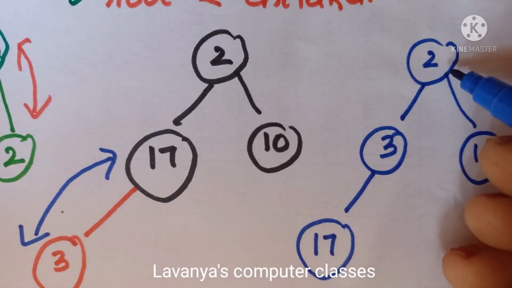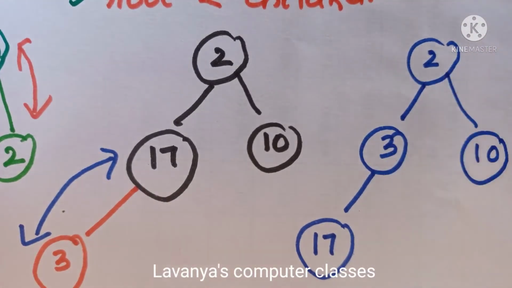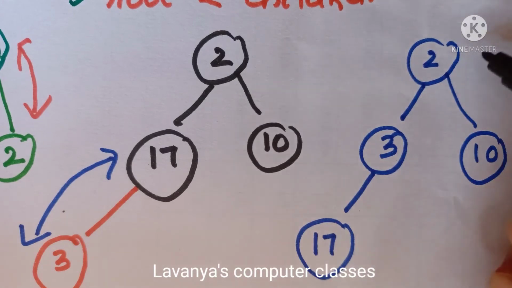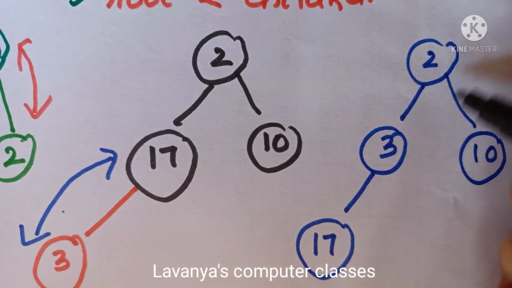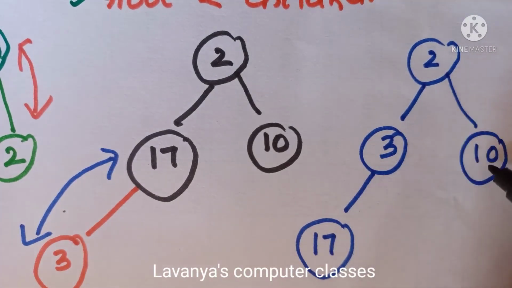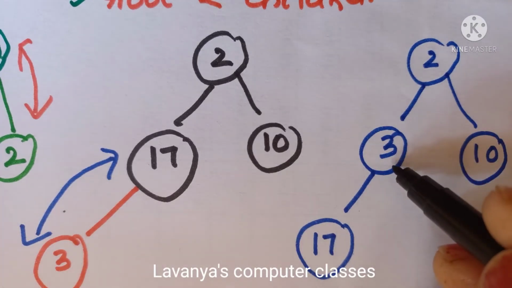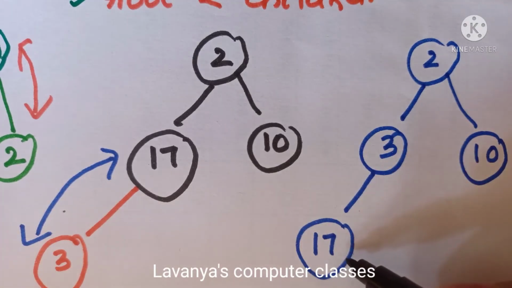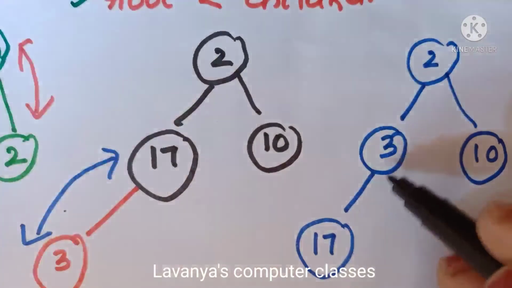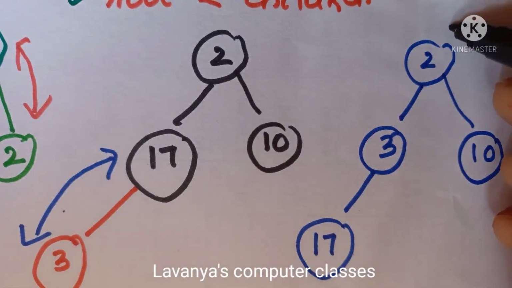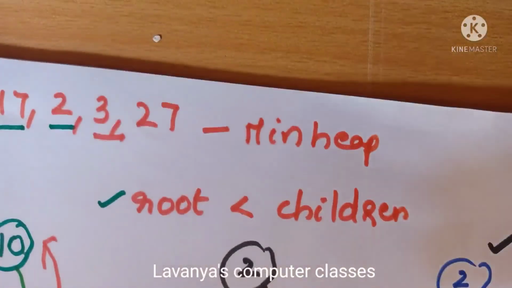Here parent node is 2, its child node is 3. So the root node is smaller than its children nodes 3 and 10. And here 3 is the root node, 17 is the child. So it is smaller than its children node. So it satisfies the min heap properties.